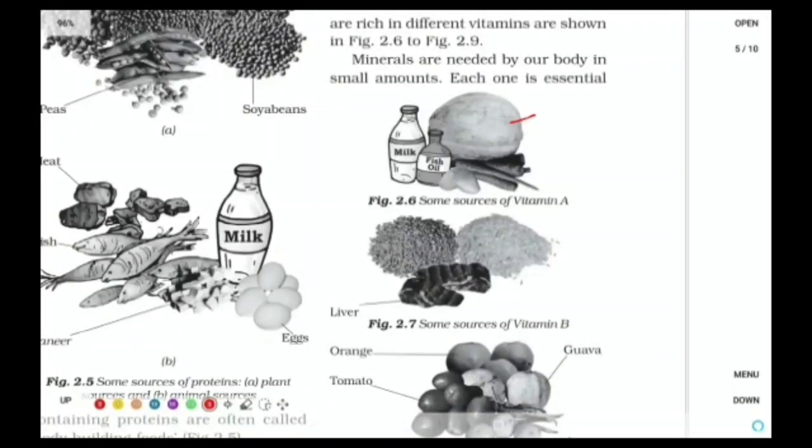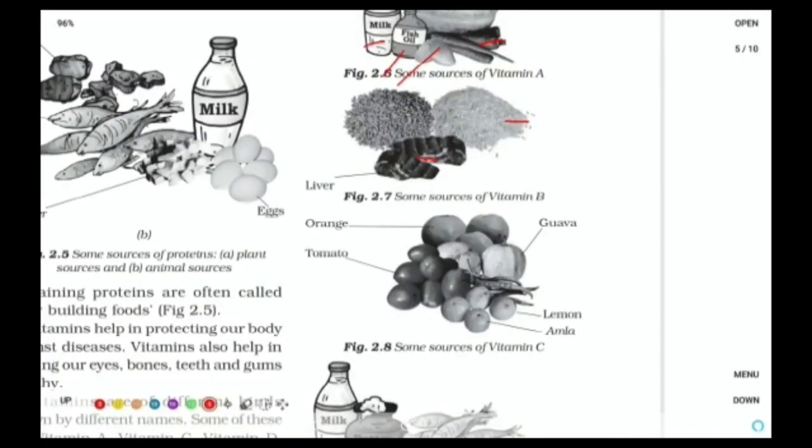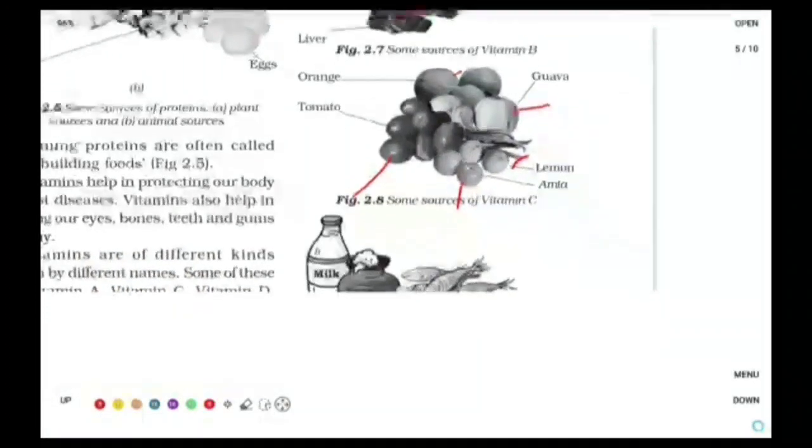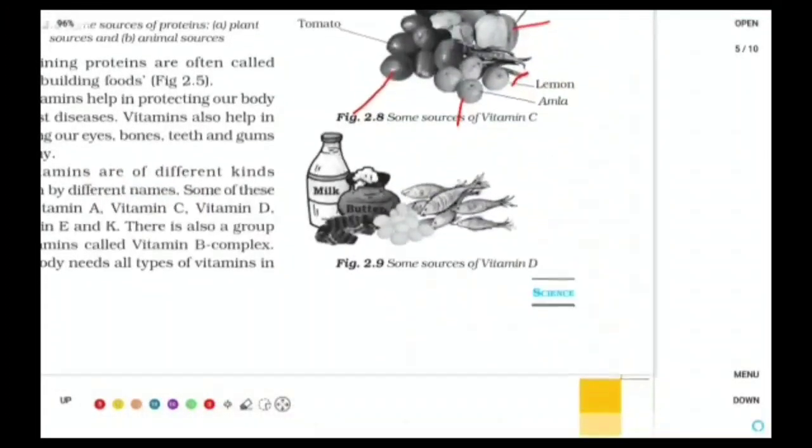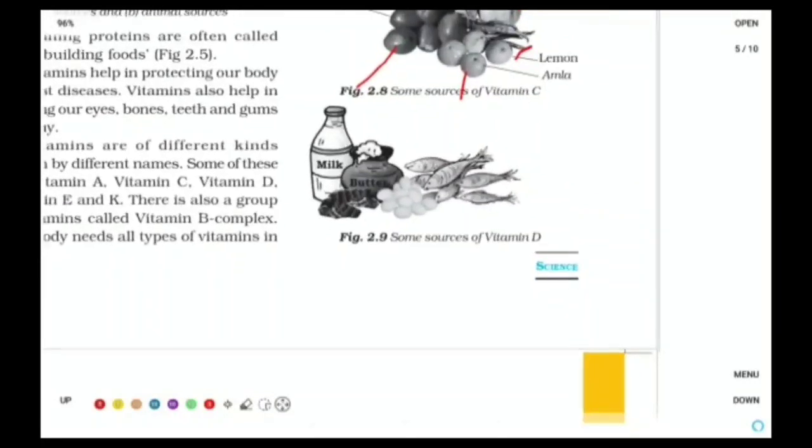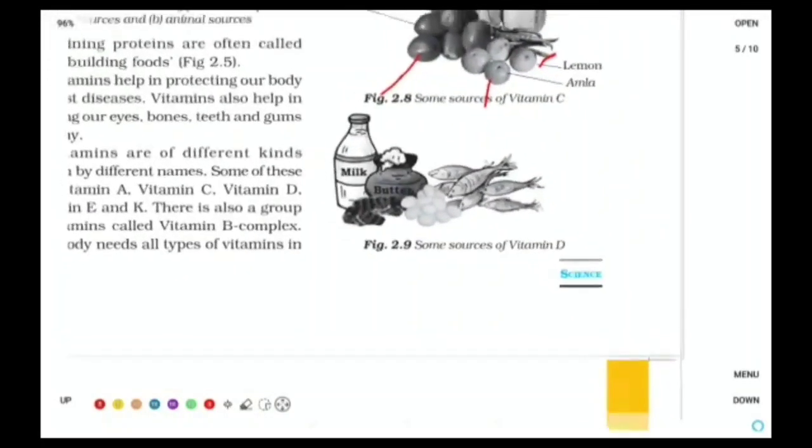Some sources of vitamin C are all the citrusy fruits which have a tangy flavor, they contain vitamin C, like guava, lemon, amla, tomato, orange, etc. Now, sources of vitamin D are eggs, fish, liver, butter, and milk.